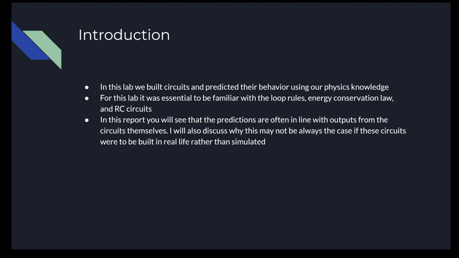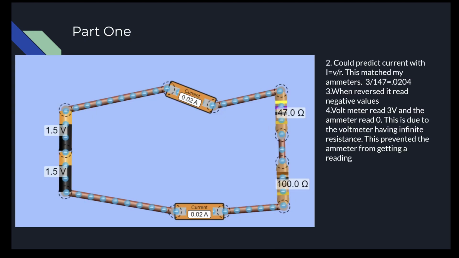Firstly, I will do a quick introduction. In this lab, we built circuits and predicted their behavior using our physics knowledge. For this lab, it was essential to be familiar with the loop rules, energy conservation law, and RC circuits. In this report, you'll see that the predictions are often in line with outputs from the circuits themselves. I will also discuss why this may not always be the case if these circuits were to be built in real life rather than simulated.